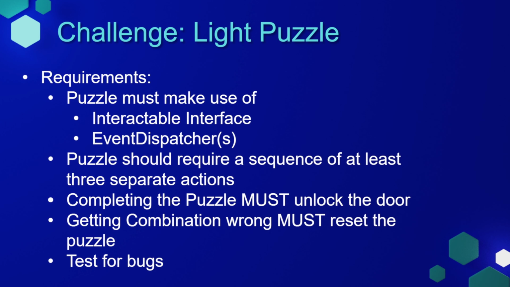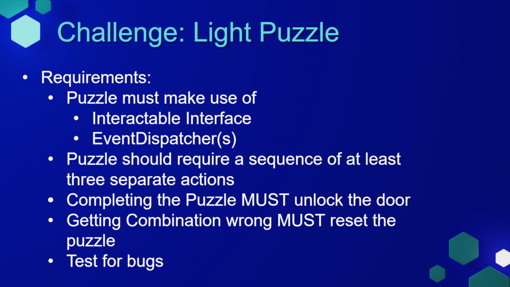And here's the requirements for this challenge. We want to make a puzzle that uses our interactable interface and also makes use of event dispatchers. The puzzle should require a sequence of at least 3 separate actions by the player. And completing the puzzle must unlock the door. So whatever the puzzle is that you design, the end result is that the door becomes unlocked. And if the player gets the combination wrong, it must reset the puzzle. And once you've met all these requirements, test for bugs to make sure that you didn't overlook something.